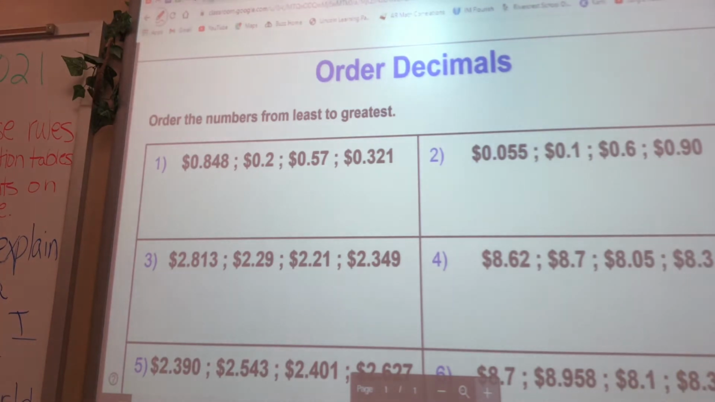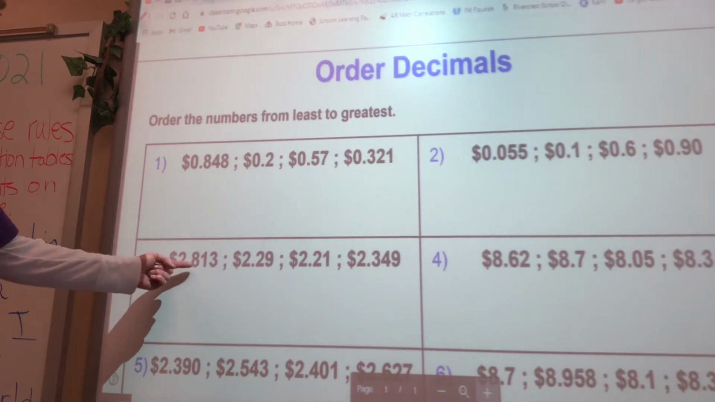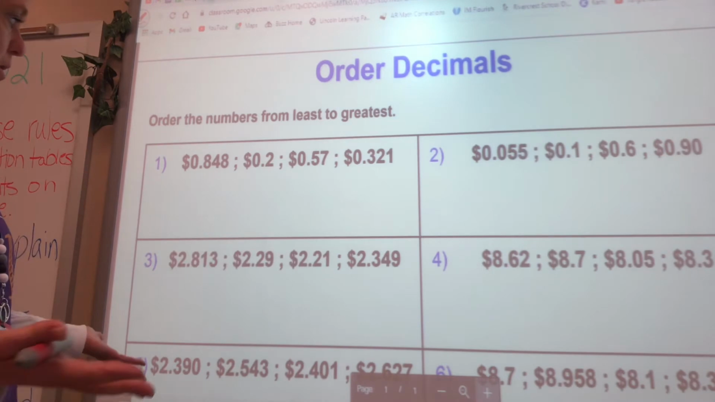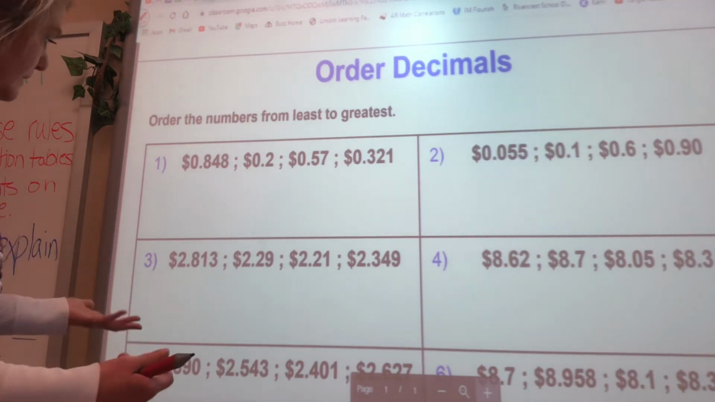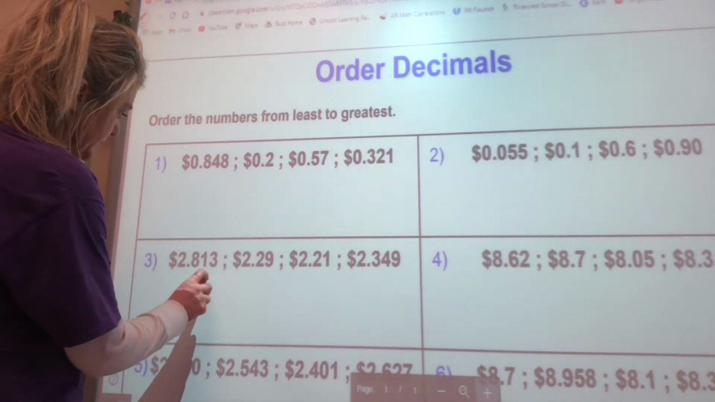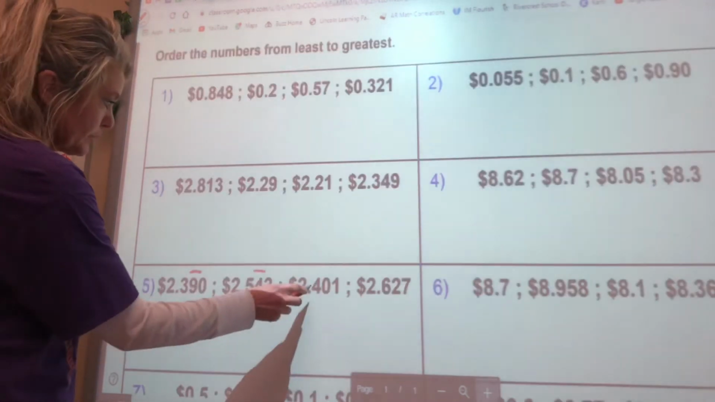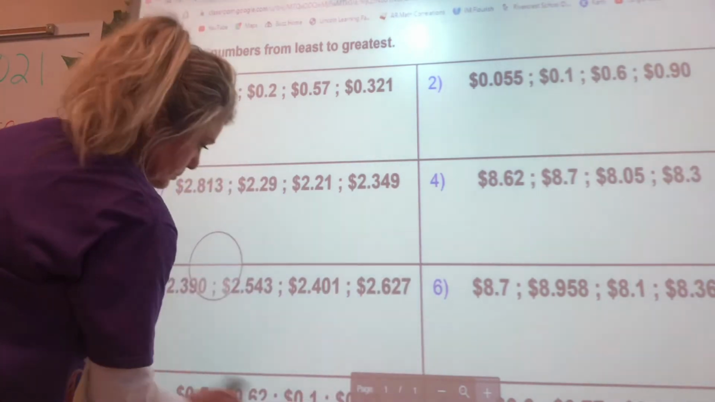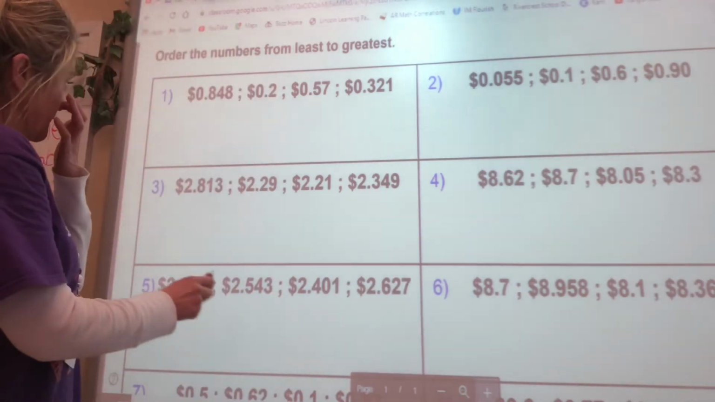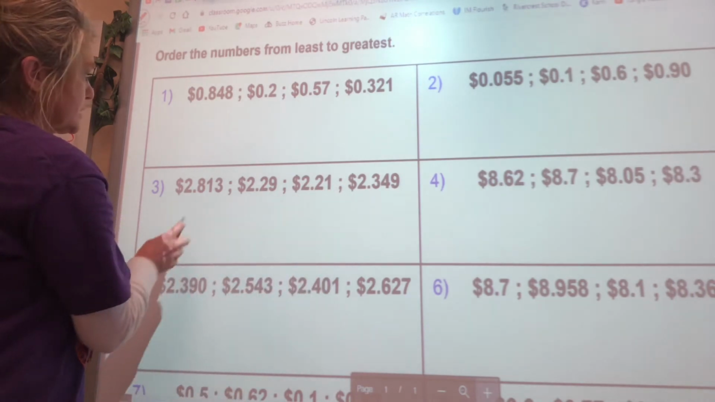So on this one, they all have a 2. So that's not going to change anything, is it? So just like previously, I go to the next number. I look at my 10th place. Oh, now it's choosing to move. Screen is acting wacky today. Okay, so the 2's are all the same. So I go to my 10ths.